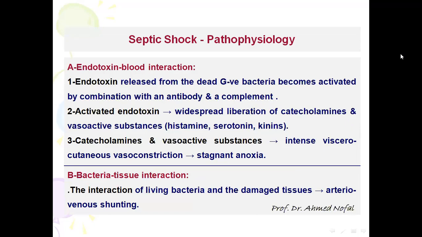And in septic shock, there is endotoxin blood interaction and bacteria tissue interaction. The endotoxin blood interaction: endotoxin released from the dead gram-negative bacteria becomes activated by combination with an antibody and a complement. This activated endotoxin will release vasoactive substances like histamine, serotonin, kinine, in addition to catecholamines. All these will cause intense visceral-peritoneous vasoconstriction, causing stagnant anoxia. The bacteria tissue interaction: this interaction of living bacteria with the damaged tissue will cause arteriovenous shunting.